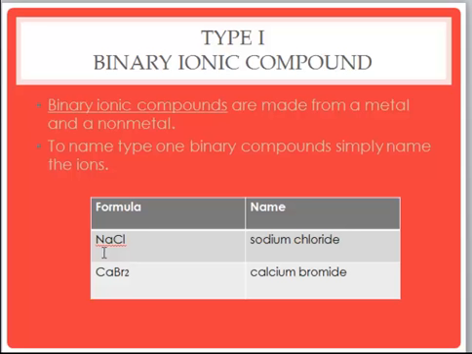For example, NaCl. Na is sodium, sodium ion, and Cl as an ion is called chloride. This becomes sodium chloride. The compound below it, Ca is calcium, Br is bromide. It becomes calcium bromide. Notice we didn't even mention the 2. Not necessary. It's simply called calcium bromide.